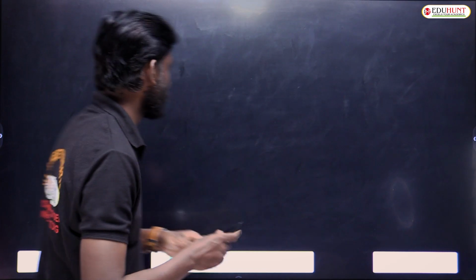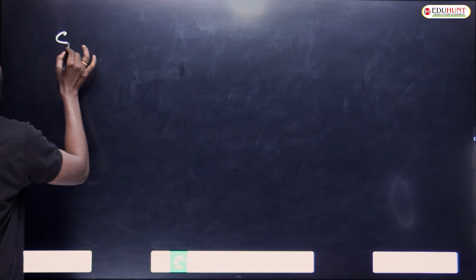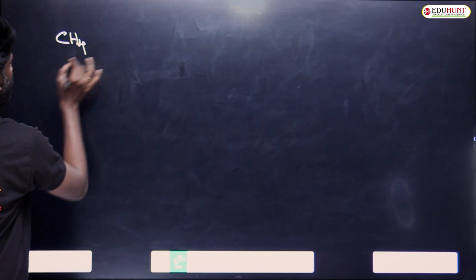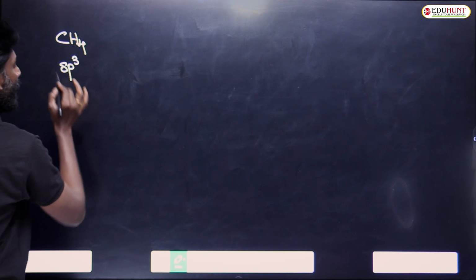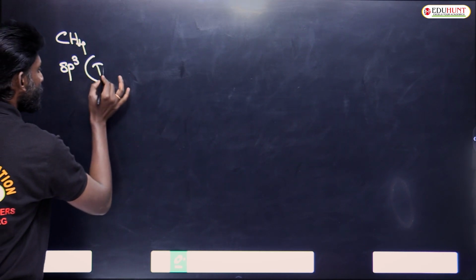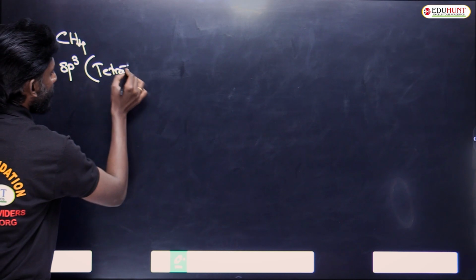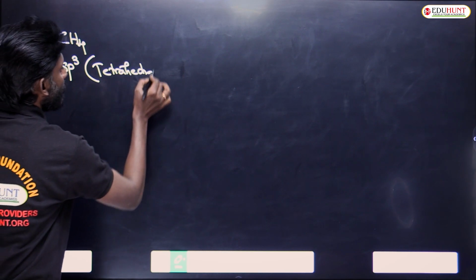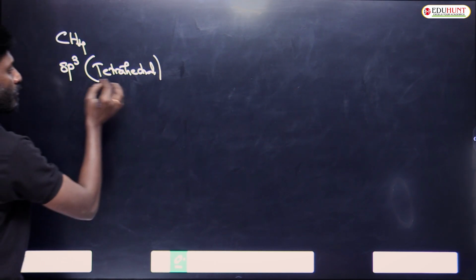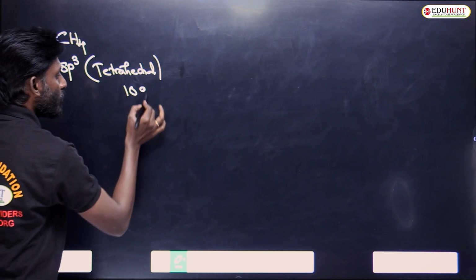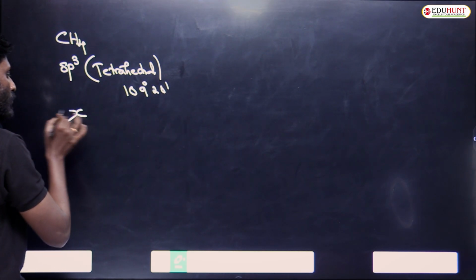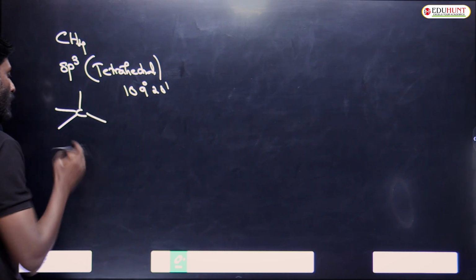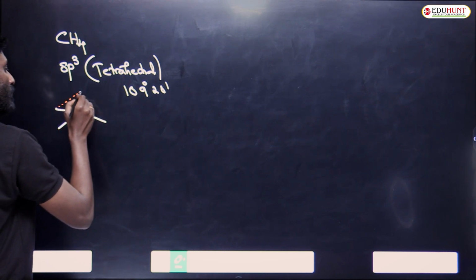For suppose, if you take the molecule methane, the central atom hybridization, we know it is sp3. sp3 hybridization suggests tetrahedral. Okay, fine. And the ideal bond angle of a tetrahedral is expected to be 109 degrees 28 minutes, and the molecule seems to be like this. Okay, tetrahedral geometry.